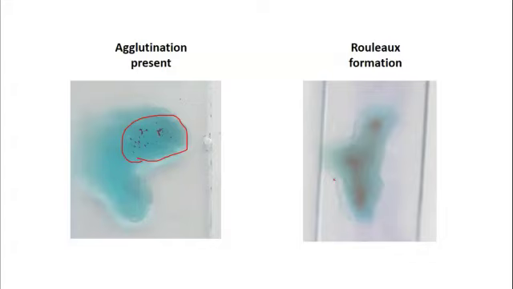The word rouleau formation means that RBCs have a property of sticking to each other, just like a stack of coins. So this is the rouleau formation. Please don't confuse agglutination and rouleau formation. That's why we are using slide number C, where in this solution there will be the rouleau formation.